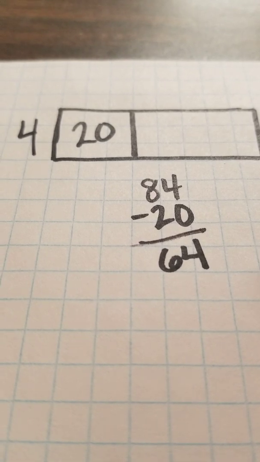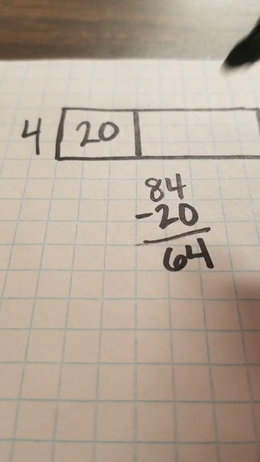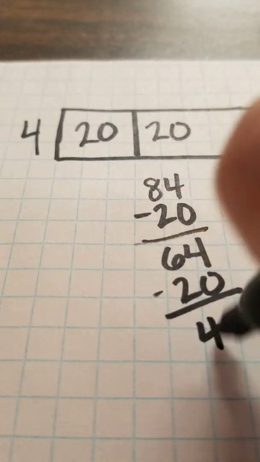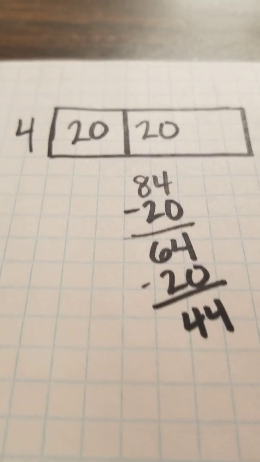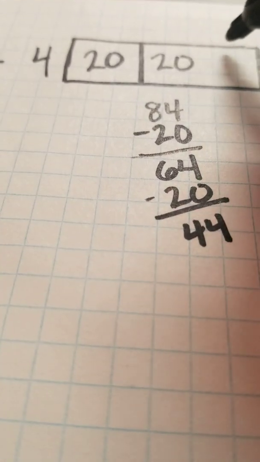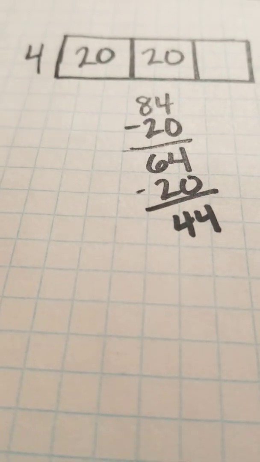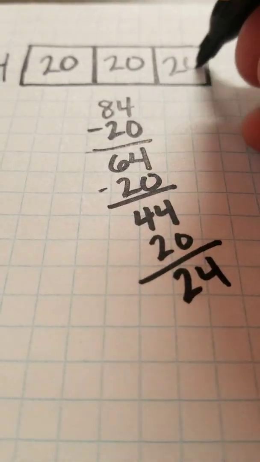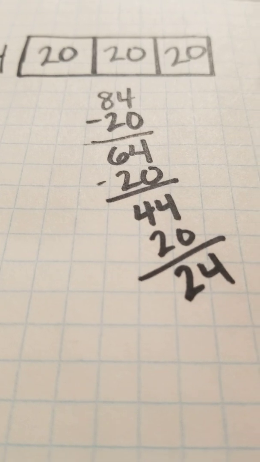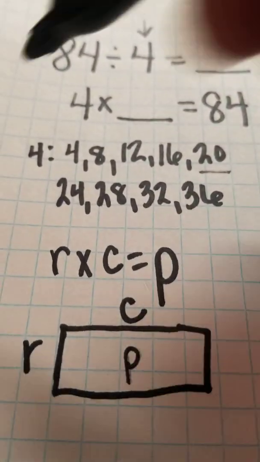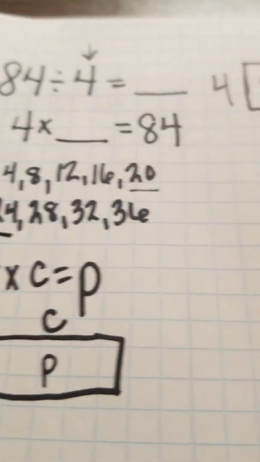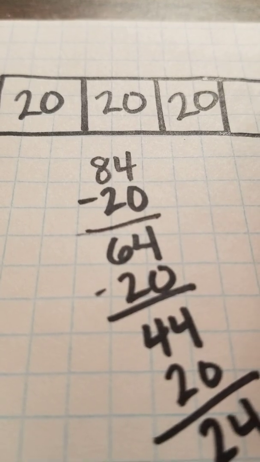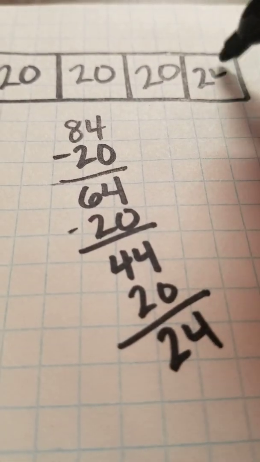64 is not on my list of multiples, but I could do another 20. If I use another 20, that leaves me with 44. I could again use another 20. That leaves me with 24. I could again use another 20, but if I look over here, look what's on my list, 24. So I can put 24 in my area model. If you run out of room, that's okay. You can just make your area model a little larger. So I put 24 inside of here.